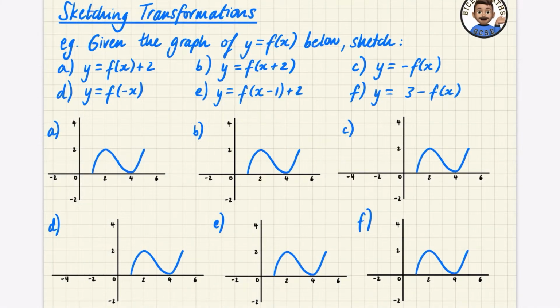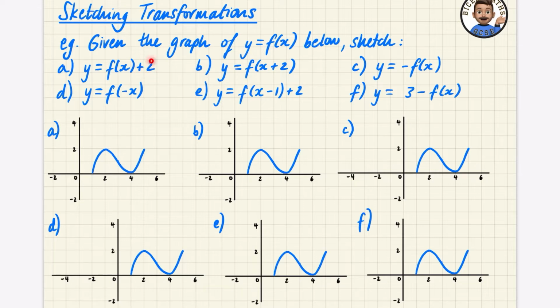Okay, so in this video we're going to be taking the things we've just learned about, what the transformations actually are, and we're going to try and do some sketches. So it says here, given the graph of y equals f of x below, and I've got all of these ones here, we want to sketch these 6 different transformations. Okay, so this first one's pretty easy.